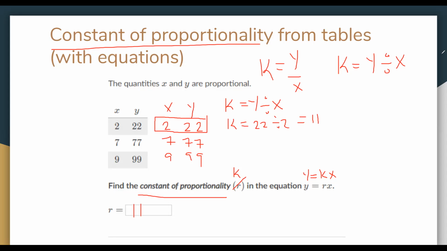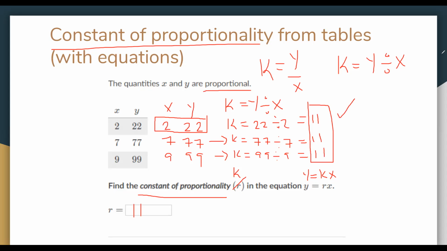Now, to confirm, for this next one, 77 divided by 7 is indeed 11 again. And for this next one, k equals 99 divided by 9, which is also 11. Since all of the constants of proportionality are 11, that means that this table is proportional, which they told us in the beginning of the question. Since they told us in the beginning, we really only had to do it one time, just showing you that it was a proportional table.